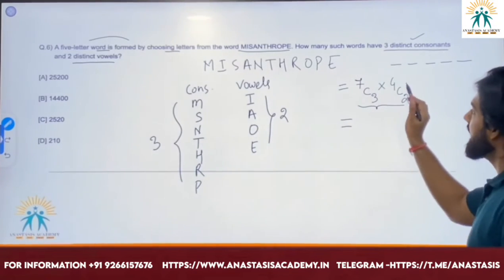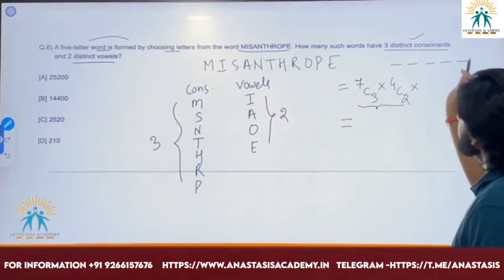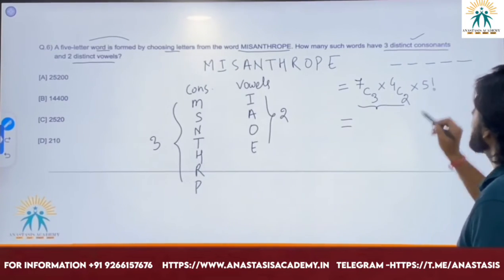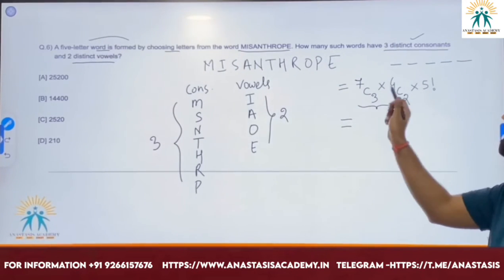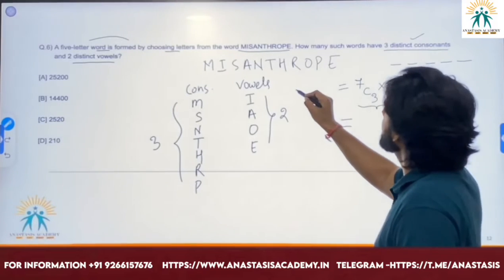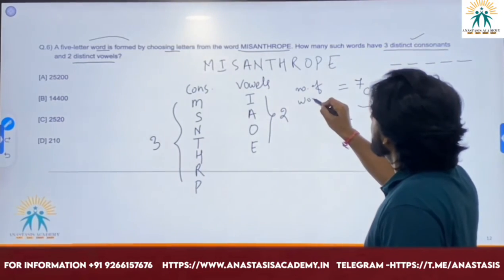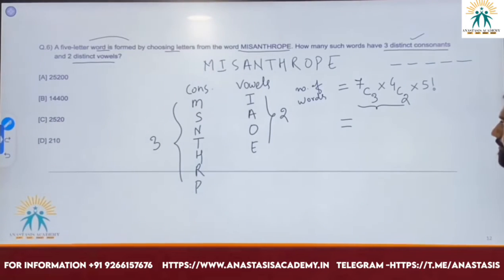Now I can arrange these 5 letters in 5 factorial ways. So this is the total count, the total number of 5-letter words.